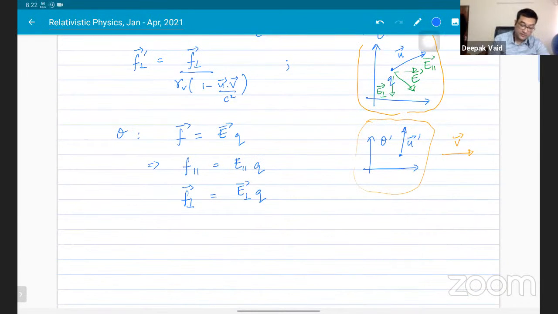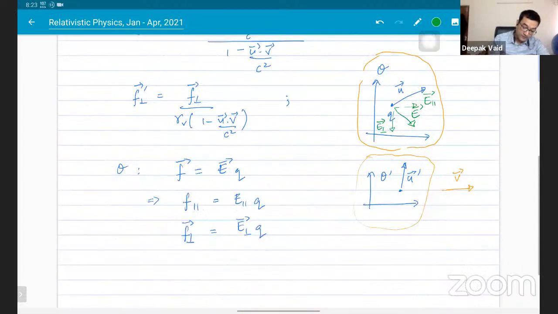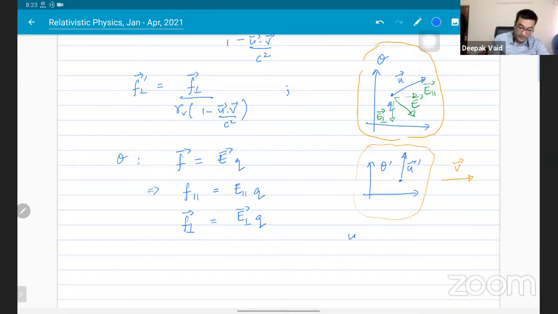What happens when you look at the system from the perspective of O prime? Well, with respect to O prime, the particle's velocity is U prime, where U prime is determined by the velocity addition of U and V, right? U minus V over 1 minus U dot V by C square. So let me just write that down. You'll get U prime is equal to U minus V over 1 minus U dot V by C square.